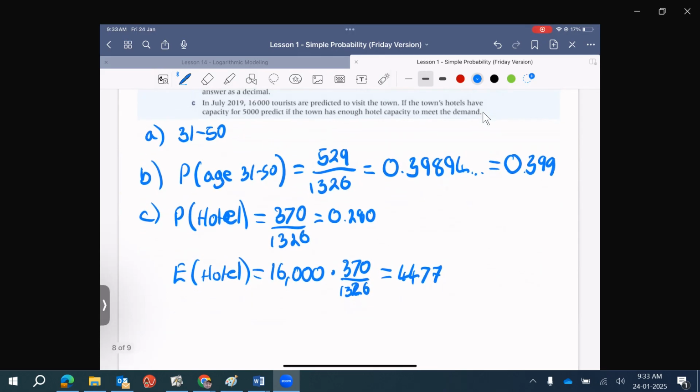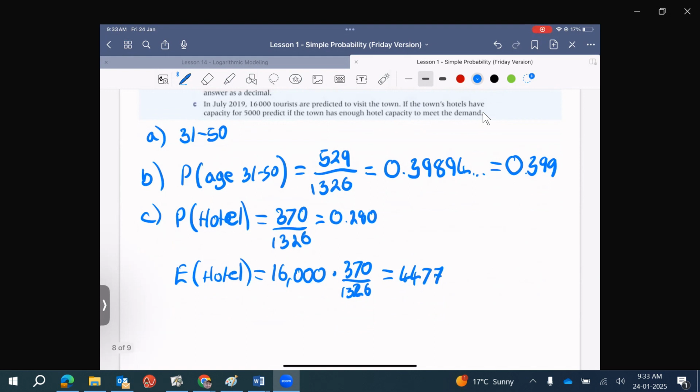Now, to get the reasoning point, this type of question is always a reasoning point. You always have to show an inequality on this type of question. We say that 4477 is less than 5,000. This implies, and then we interpret and give our answer. There will be enough capacity.